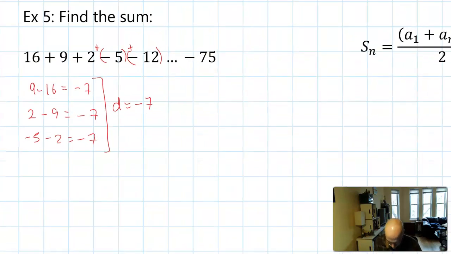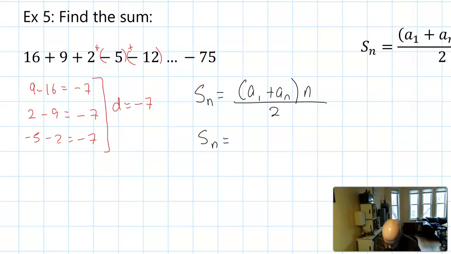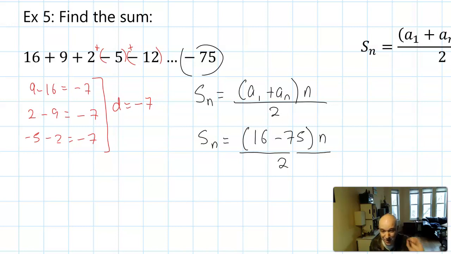All right. Now, I want to find the sum, though. So, I remember the formula for the sum is a1 plus an times the number of terms divided by 2. Now, what do I know here? Well, I know that a1 is 16, and I know an is -75. So 16 minus 75 times n divided by 2. But now I'm running into a problem. I don't know how many terms are in this sequence. That's currently unknown because it's hiding in that little ellipses.